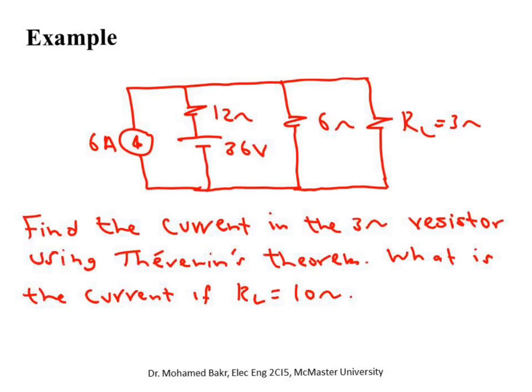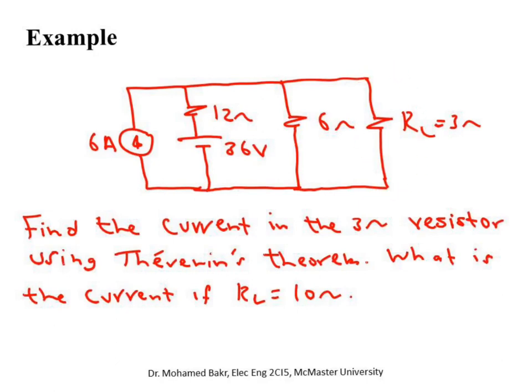Okay, let's take a look at an example. We have a circuit. This circuit has two independent sources, a 36 volt and a 6 ampere. We would like to calculate the current going through the 3 ohm resistor here, and they're asking you for the current if RL is changed to 10.